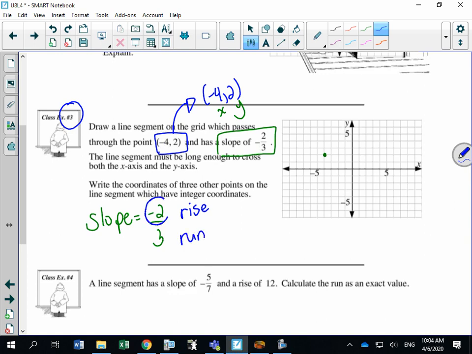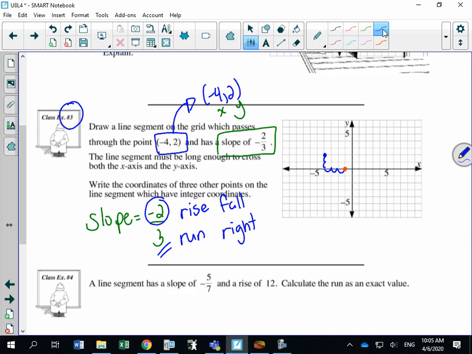And what was a move that's negative? That is not a rise, that is a fall. So we're going to fall 2, and then I'm going to move to the right 3. So from this point here, I'm going to fall 2, 1, 2, and I'm going to move to the right 3. 1, 2, 3, and there is my next point.